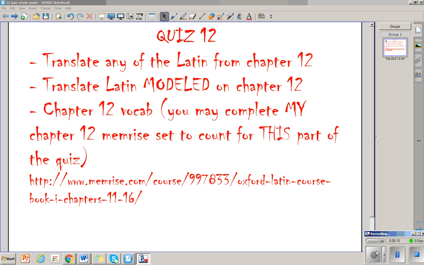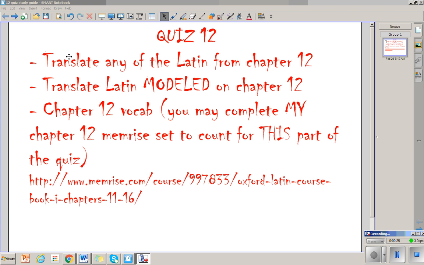The most important thing we did today was review for quiz 12, which will be next class on Wednesday. Here is the study guide for it. As you'll see, it's a smaller than usual quiz because there's no new grammar in this chapter.